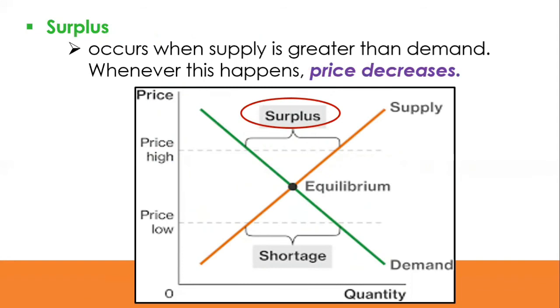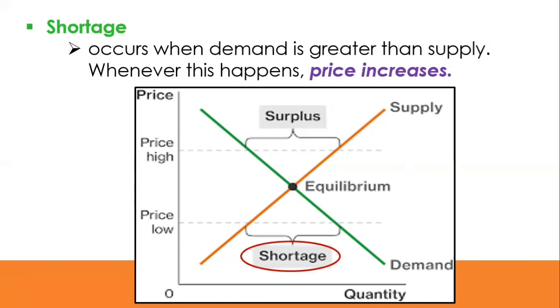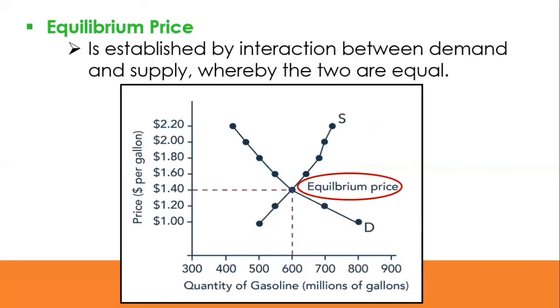So what is meant by surplus then? Surplus occurs when supply is greater than your demand. So whenever this happens, your price decreases. On the other hand, shortage occurs when demand is greater than your supply. And whenever this happens, your price increases. And equilibrium price is established by interaction between demand and supply, whereby the two are equal.